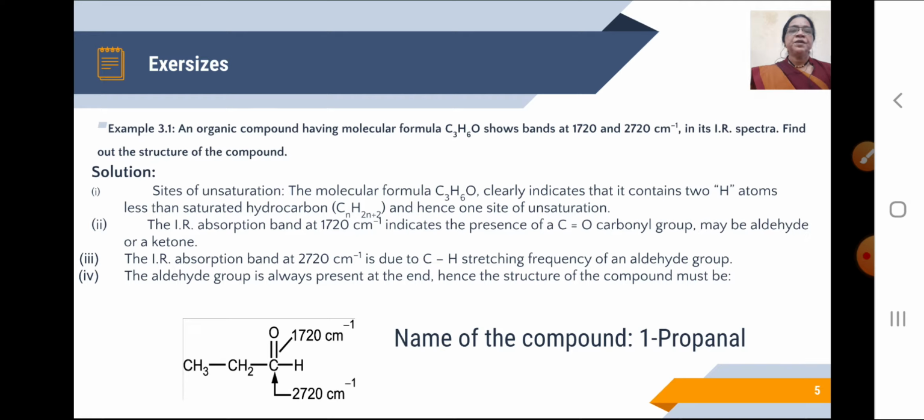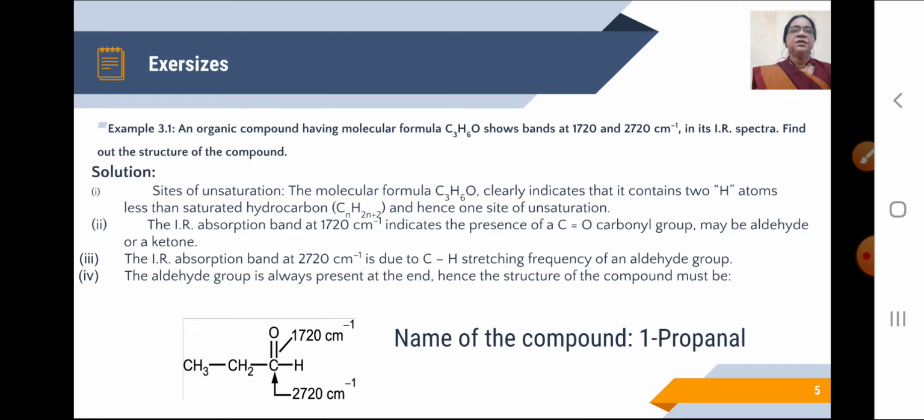Then secondly, the IR absorption band at 1720 indicates the presence of a carbonyl group, which may be an aldehyde or ketone. Now it comes under 1700 to 1755. This is the region of the carbonyl group, and therefore we can say that it may be an aldehyde or a ketone because it contains only one oxygen. Therefore we cannot say it is an ester.